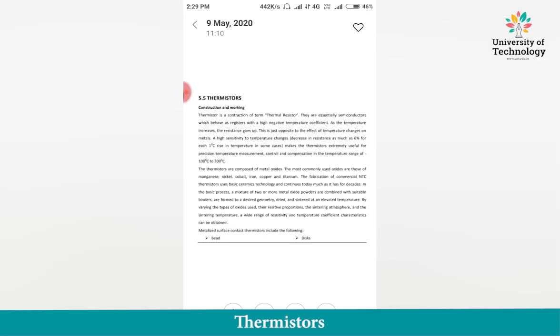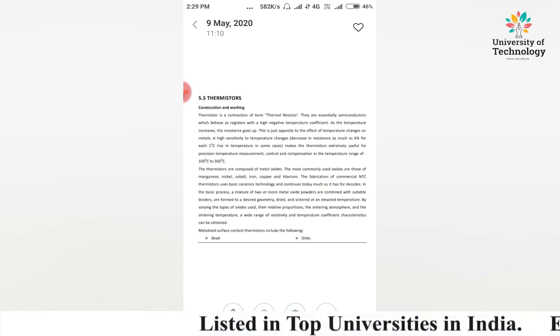Today we will discuss the topic thermistors in measurement and metrology. First of all, we discuss the construction and working of the thermistor.